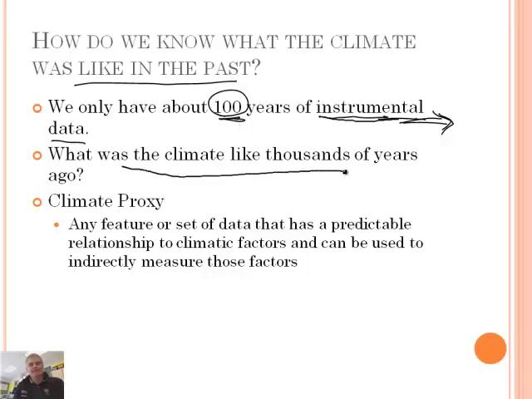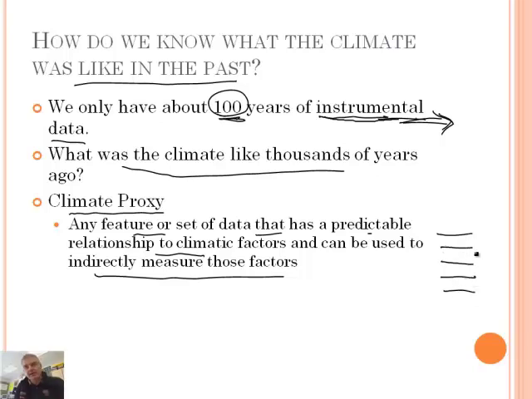So then what was the climate like thousands of years ago? Well, scientists have come up with what they call the climate proxy. The proxy is any feature or set of data that has a predictable relationship to climatic factors and can be used indirectly to measure those factors. The point is that if there's a consistent pattern we can find in the world today, and it checks with these 100 years, then maybe we can extrapolate, there's a big word, to push it back and say what it was like 500 years, 1,000 years, 400,000 years ago, etc.